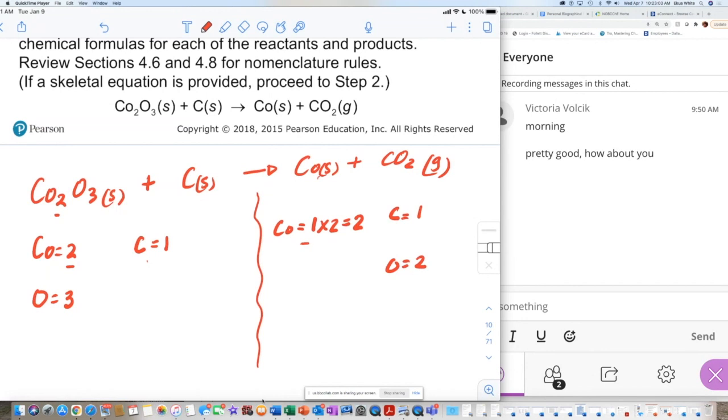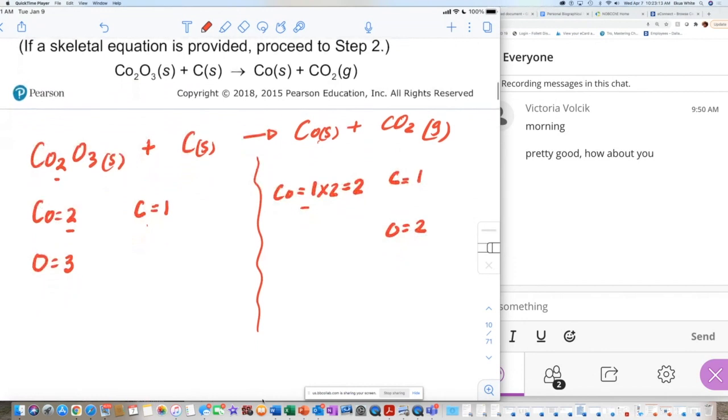Now, the next thing I do is try to balance the oxygen. So I just realized I did something similar to what my teachers did after I criticized them, right? Which is, I'm a little rusty on balancing the equation. It's been a whole semester.